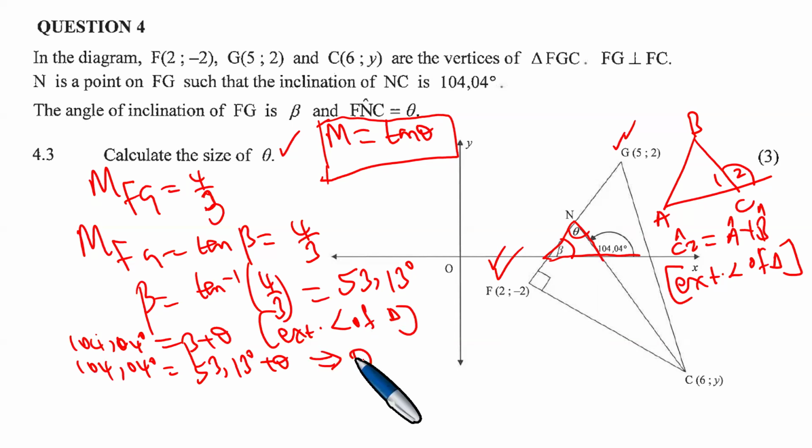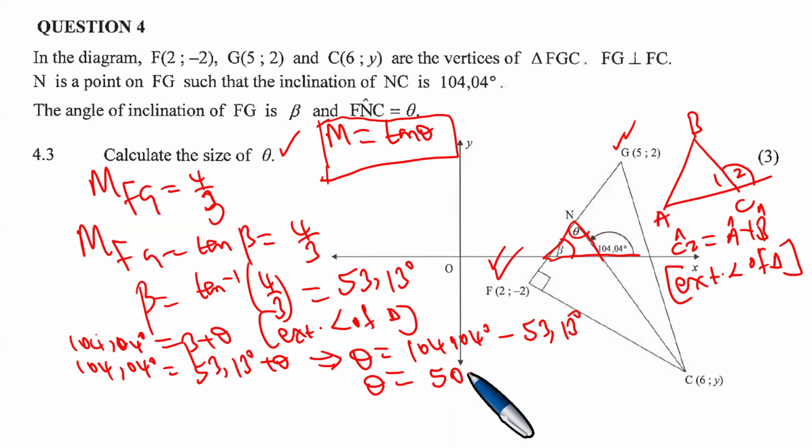The angle beta we already have in the same question, which is 53,13 degrees. And therefore, theta is 104,04 degrees minus 53,13 degrees. What is the answer? It is exactly 50,91 degrees. So the angle theta, which is what the examiner wants, is approximately 50,91 degrees, and that is what we want.